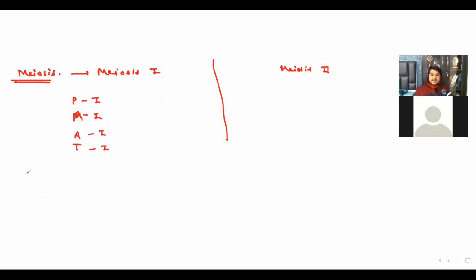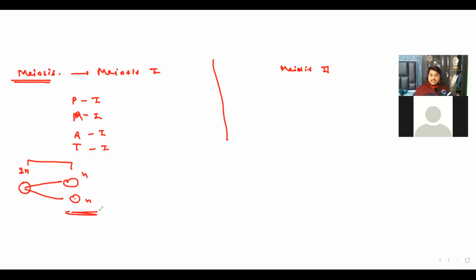So when the cell is entering into meiosis, firstly it will enter meiosis one. How many cells are formed? Two cells. And here the chromosome number reduces to half, to n.